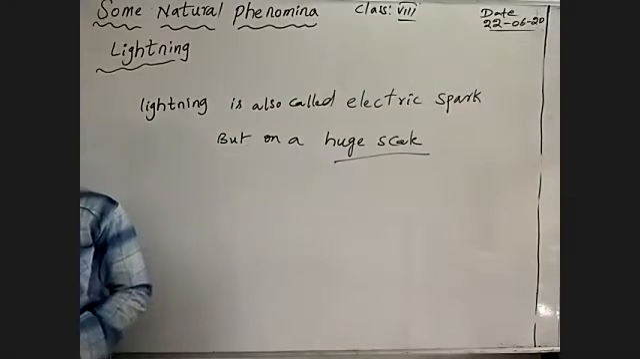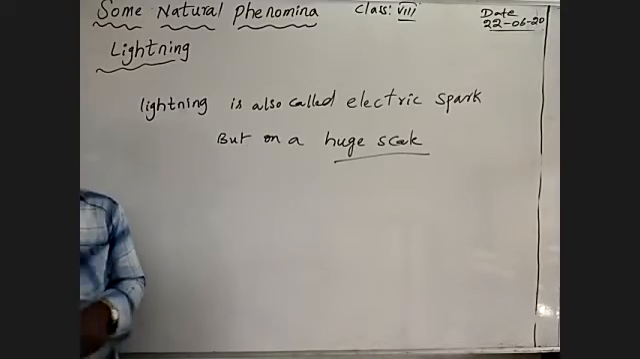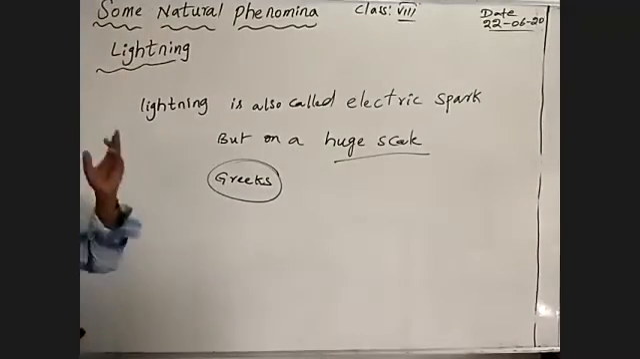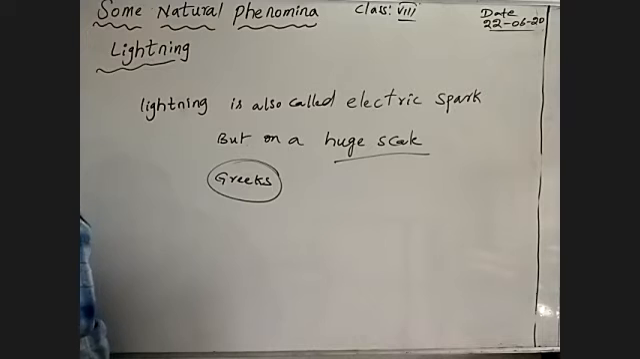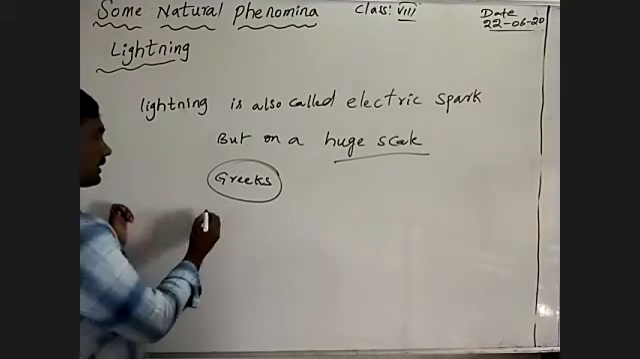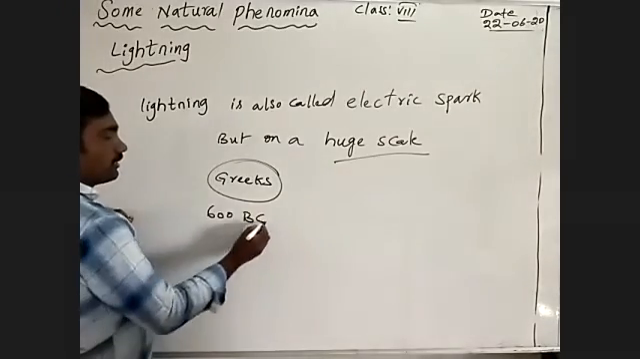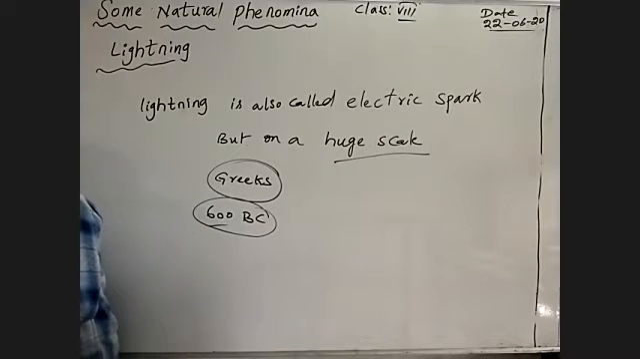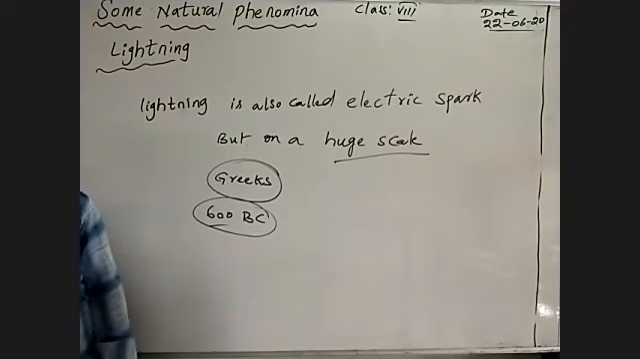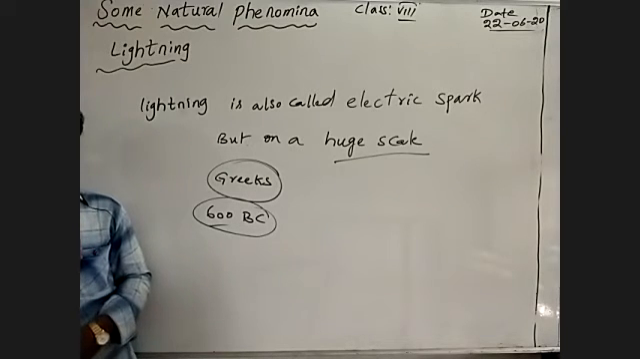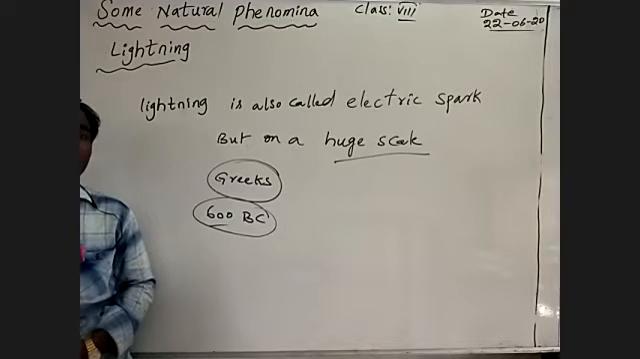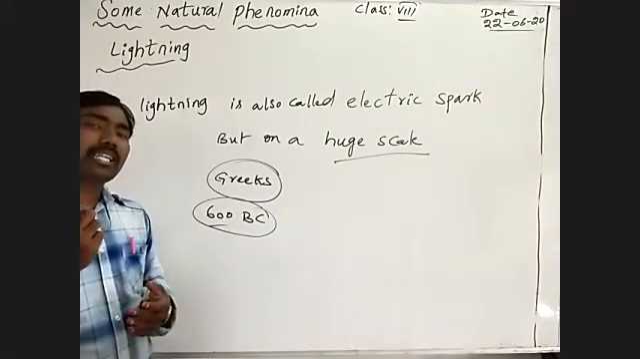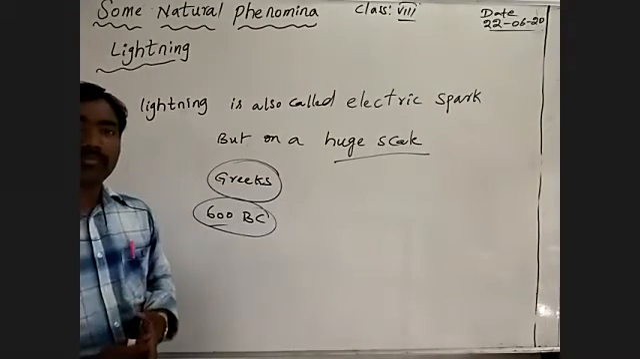Generally, the Greeks knew something about lightning, around 600 BC, before Christ. At that time, they observed that by rubbing two surfaces of any objects, they found a type of spark from that object.